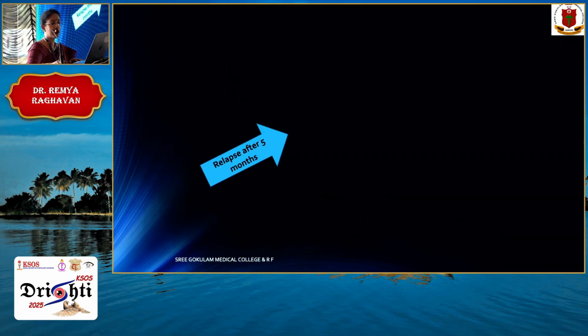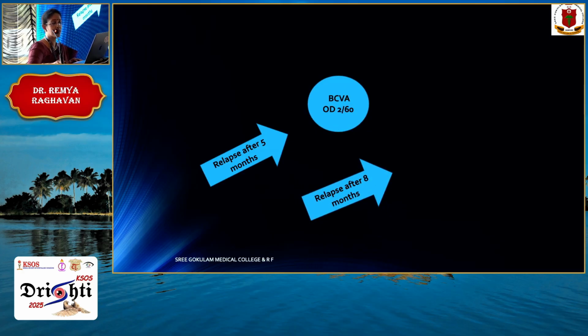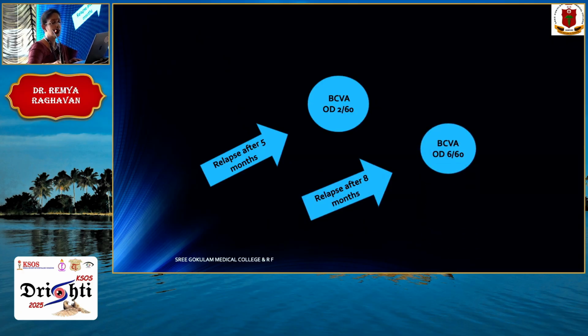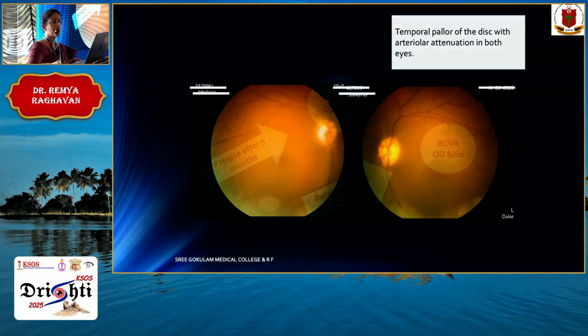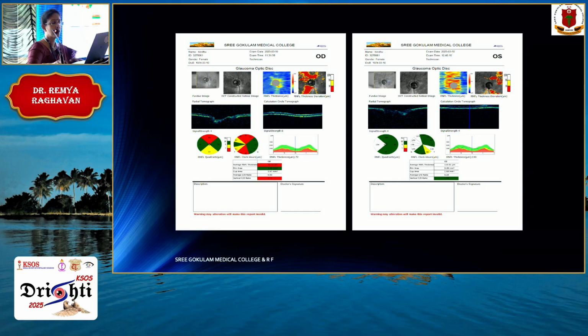But after 5 months, she came with a relapse in the right eye with a visual acuity of 2/60, and again another relapse after 8 months in the same eye with a visual acuity of 6/60. So now on examination, the fundus showed bilateral optic disc pallor and arteriolar attenuation. The OCT, you can see that there is superior inferior peripapillary RNFL thinning in the right eye and mild focal RNFL thinning in the infratemporal quadrant, the left eye.